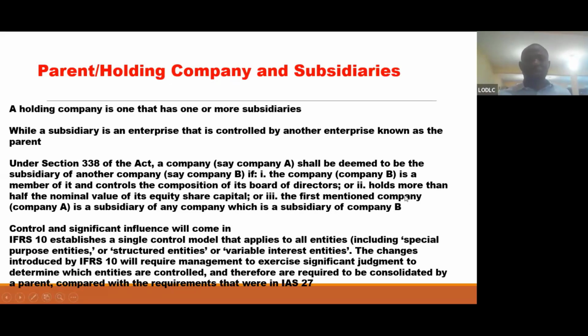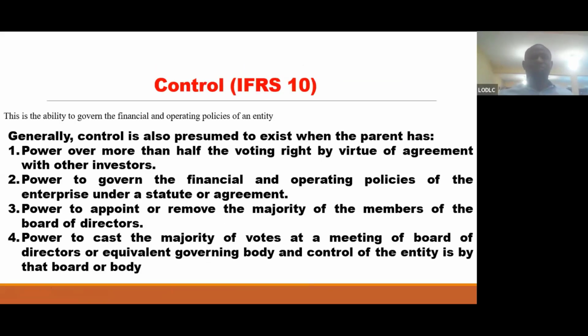IFRS 10 talks about the financial statement. This IFRS 10 establishes a single control model that applies to all entities, including special purpose entities, structured entities or variable interest entities. The changes introduced by IFRS 10 will require management to exercise significant judgment to determine which entities are controlled and therefore are required to be consolidated by a parent, compared with the requirements that were in IAS 27.